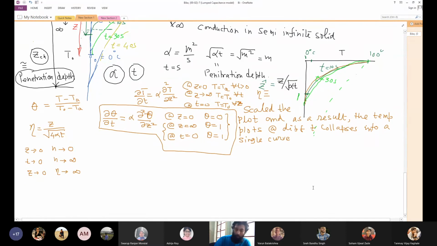You may not understand it entirely at this point, but keep that in mind. Okay. So we also need the transformation of the derivatives. So del by del t, and we also assume theta as a function of eta, instead of being a function of z and t.